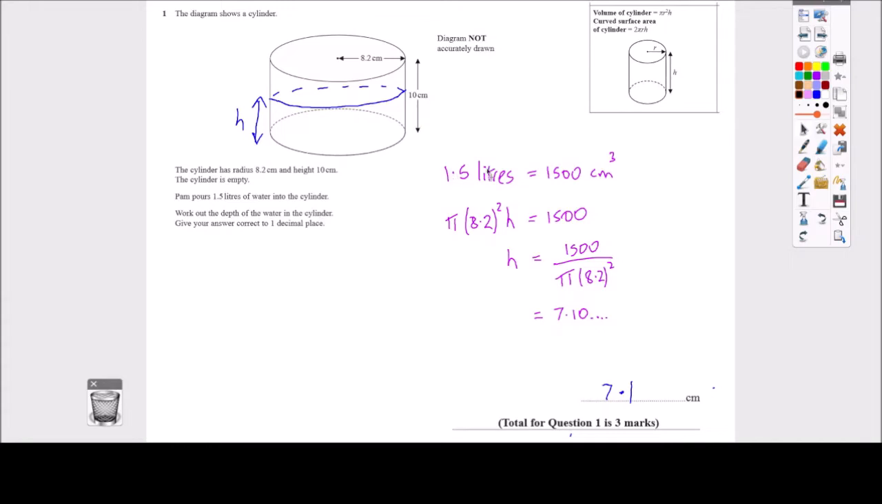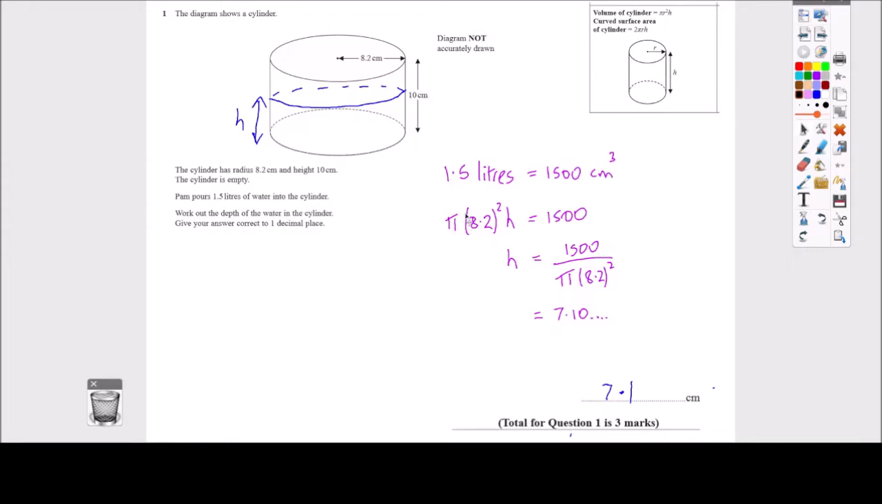So we've gone and poured in 1.5 litres. So the first thing you've got to appreciate is there's 1,000 centimetres cubed in a litre. So 1.5 litres is 1,500 centimetres cubed. Now, how do you work out the volume of a cylinder? Well, it's the area of the circle, the area of the cross section, which is pi r squared, and then you multiply it by the depth of the cylinder.